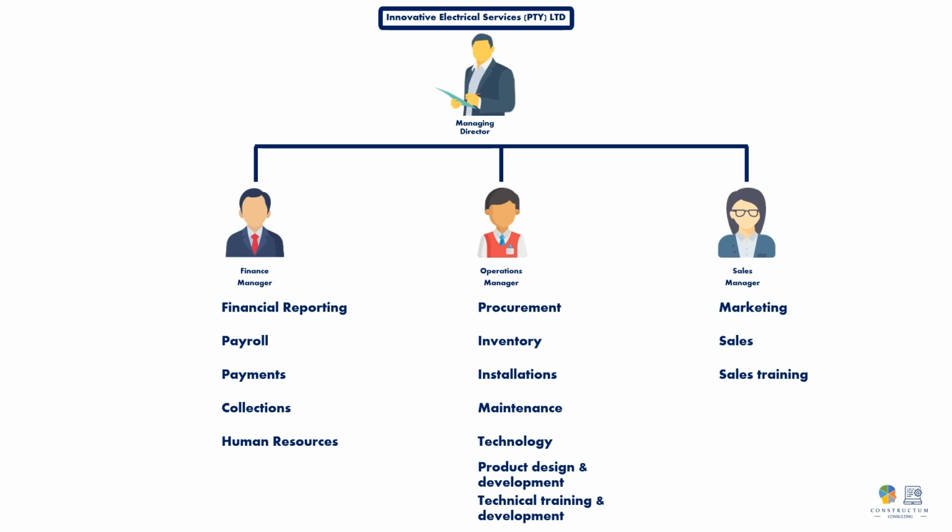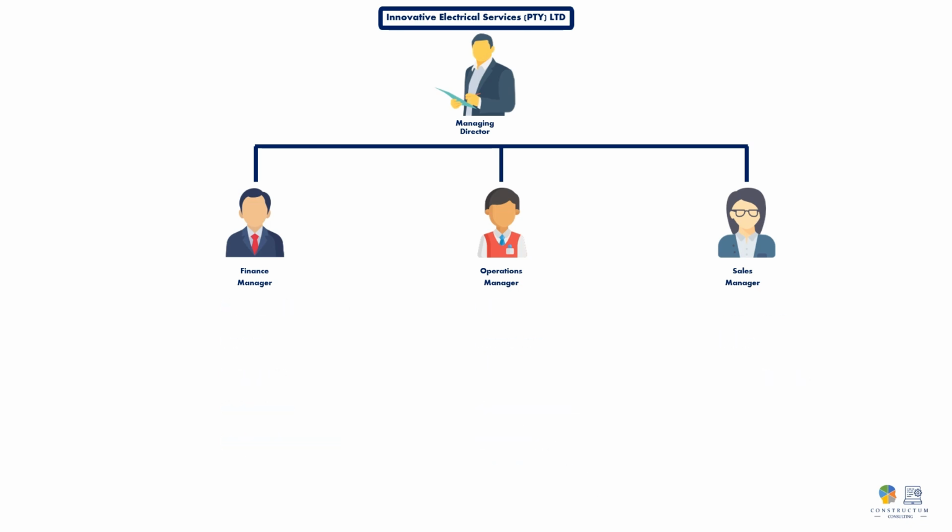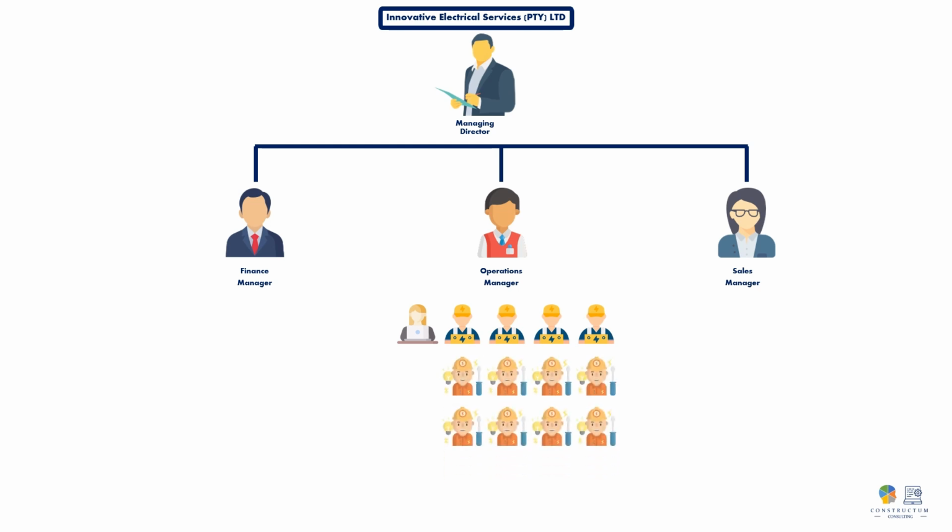The next step is to create roles. For operations, the following roles are created: inventory administrator, installations team lead, maintenance team lead, installations technician, maintenance technician, and technology specialist. For finance, the following roles are created: bookkeeper and administrator. For sales, the following roles are created: salesperson.